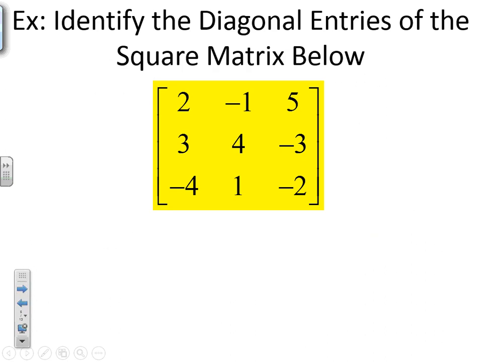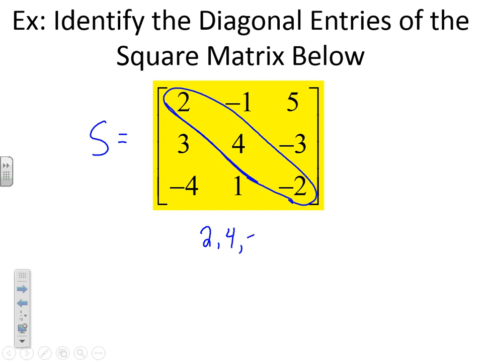So here, we're asked to identify the diagonal entries of this particular square matrix. Let's call it S for square. It says identify the diagonal entries. Now, remember, you can have more than one diagonal, but for a square matrix we're only concerned with whatever goes from the top left corner to the bottom right corner. So the diagonal entries of this square matrix would be 2, 4, and -2. And that's pretty much it as far as what it's asking you to do.